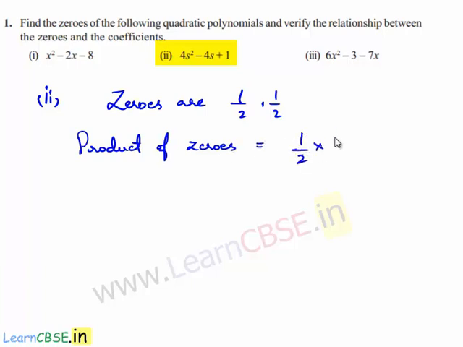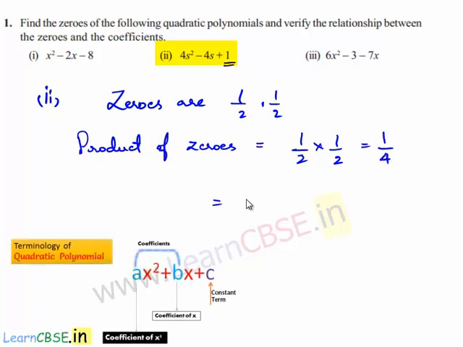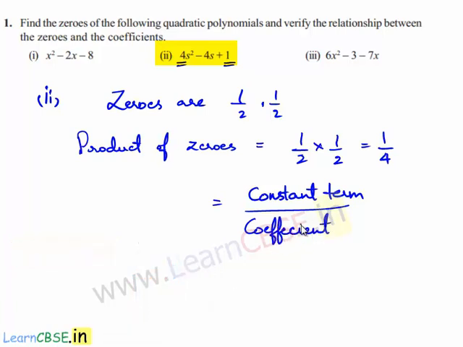So now product of the zeros is equal to 1 by 2 times of 1 by 2, which is 1 by 4. So 1 is nothing but the constant term and 4 is nothing but the coefficient of s square. So we can say that the product of the zeros is equal to constant term divided by the coefficient of s square.